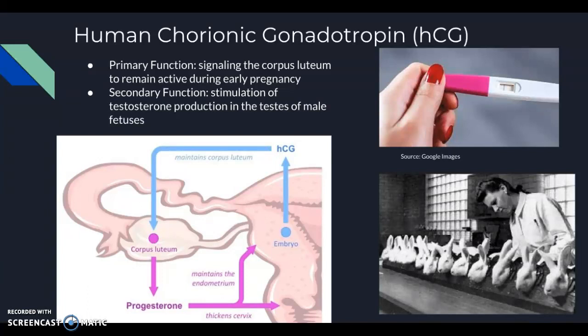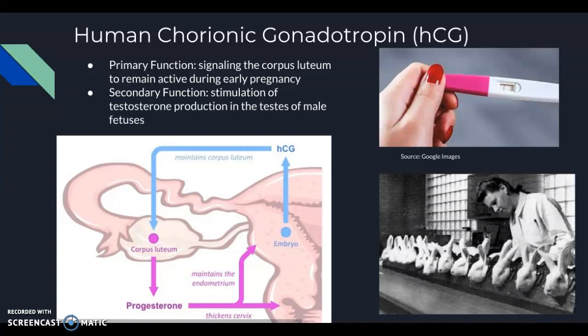Secondarily, the function of HCG is to stimulate the developing testes of male fetuses to produce testosterone, and testosterone has an important role in the descent of the testes as well as the expression of male characteristics. But this is the secondary function, as the primary function is to signal the corpus luteum. Because the corpus luteum is not active throughout the pregnancy, HCG levels diminish when the corpus luteum is not necessary anymore. Once the placenta takes over secreting the hormones, HCG levels will taper off.